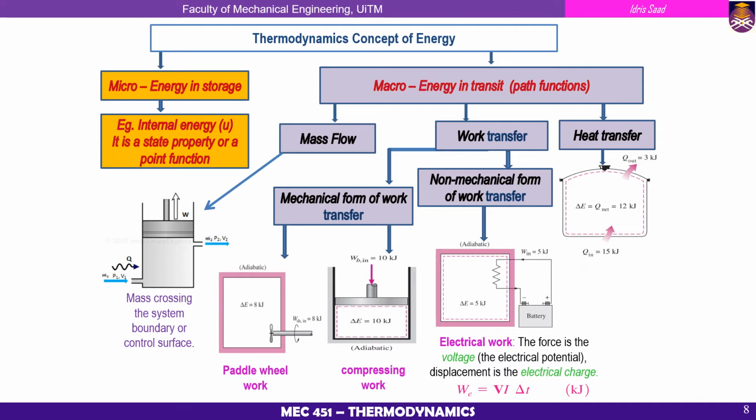In the case of work transfer, it can be further broken down into mechanical and non-mechanical forms of work. The paddle wheel work, piston cylinder device, and also the spring work fall under the mechanical form of work transfer, and the electrical work is in the form of non-mechanical work transfer. Basically, this slide is explaining the thermodynamic concept of energy based on the microscopic and macroscopic energy. Now, we have finished studying energy. I really do hope that you understand energy from its meaning, form, group, and its concept.